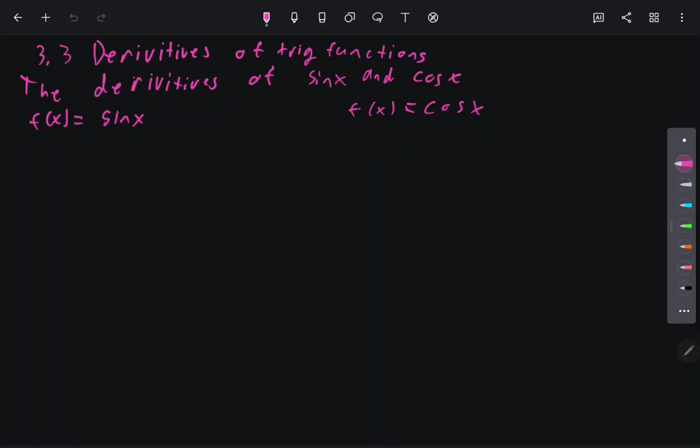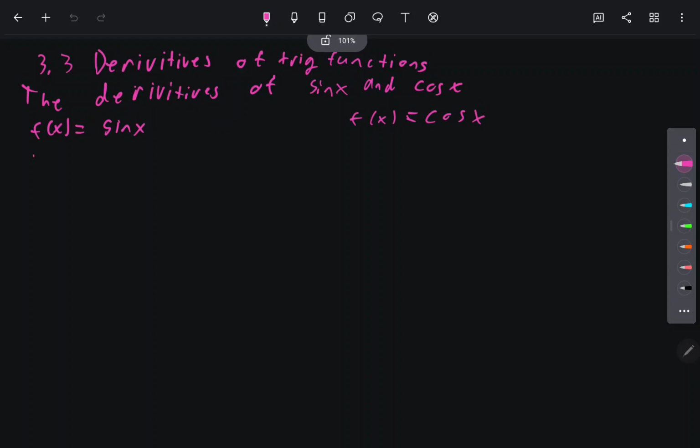So, to start out, we are going to prove that the derivative of sine of x is cosine of x. So, where do we start? Well, with all the derivatives that we proved in the last video, we always start with the definition of the derivative. So f prime of x is equal to the limit as h approaches 0 of sine of x plus h minus sine of x all over h.